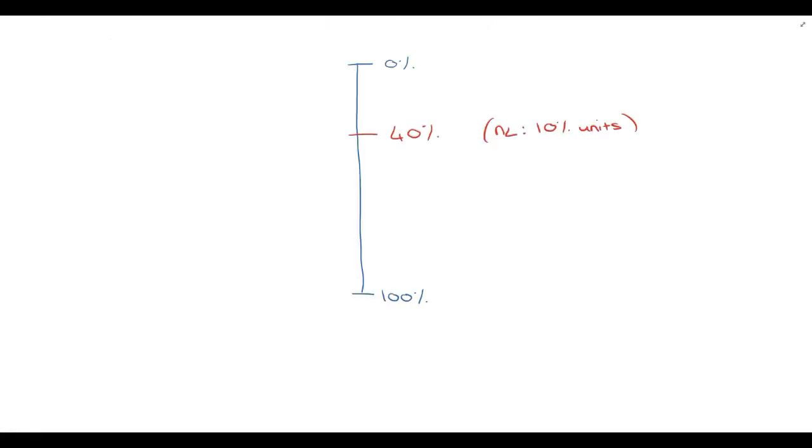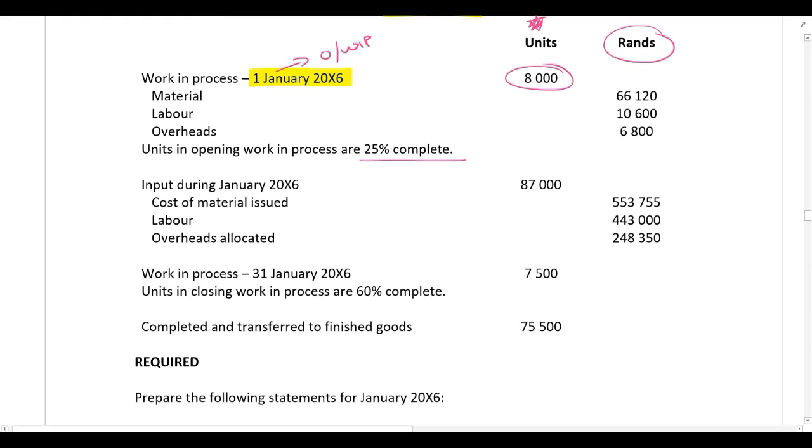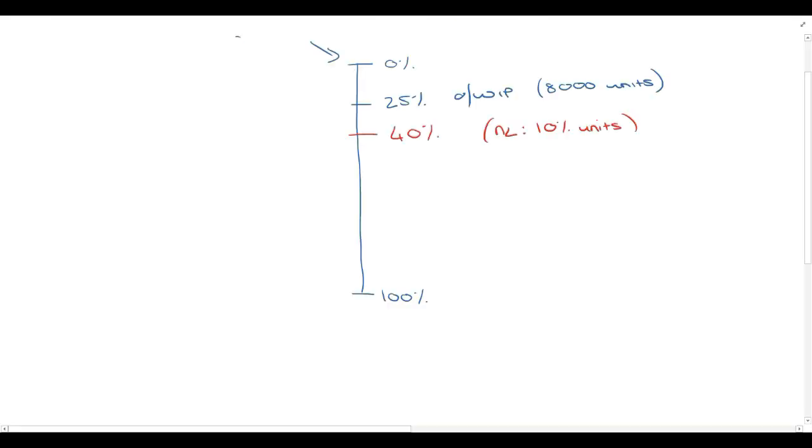So if I go to my production process, my opening work in process, 8,000 units, 25% complete. Then we've been given some costs for January and some input information for January. So during January, how many units did they input into the production process? 87,000. And then they also give me the costs that were incurred during January. Let's just focus on the units for now. So I input 87,000 units into production.